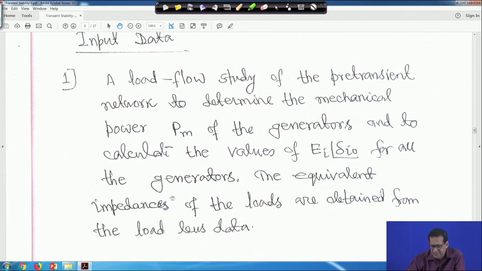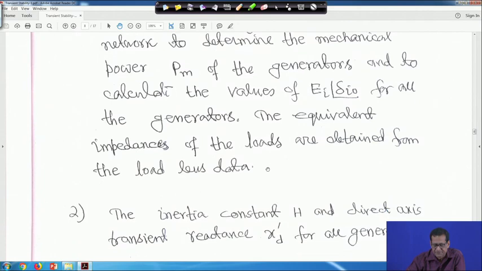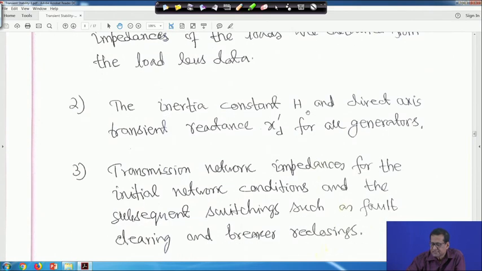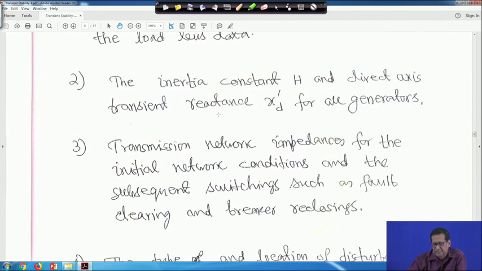The equivalent impedances of the loads are determined from the load bus data, that we will see later. The inertia constant H and the direct axis transient reactance xd dash for all generators are required. One is the inertia constant H and the other is xd dash, and R is very small, so it is neglected. That is for the generator.